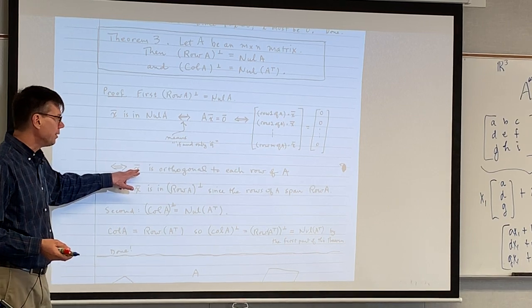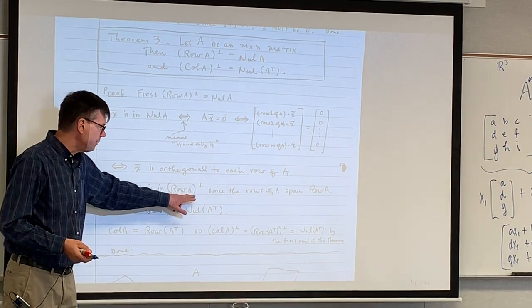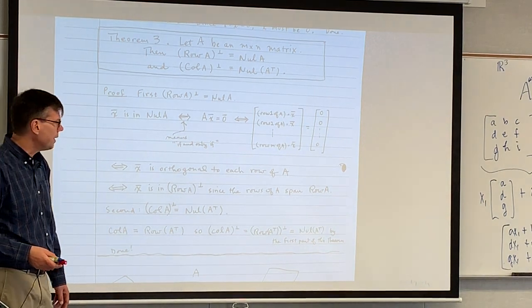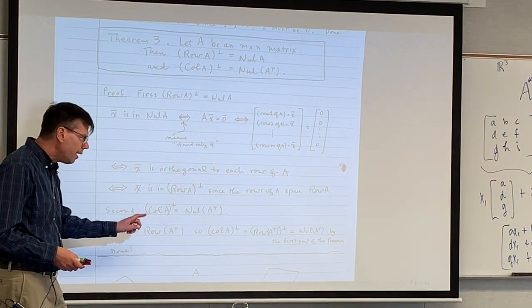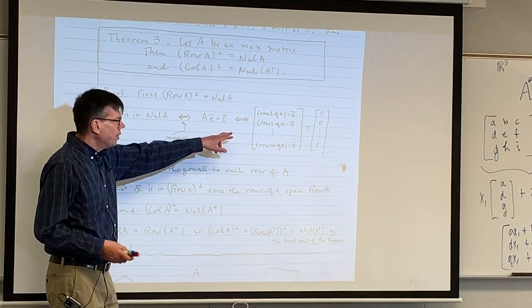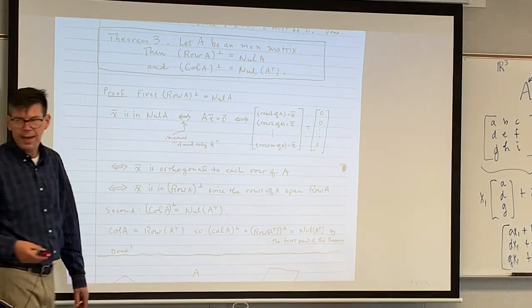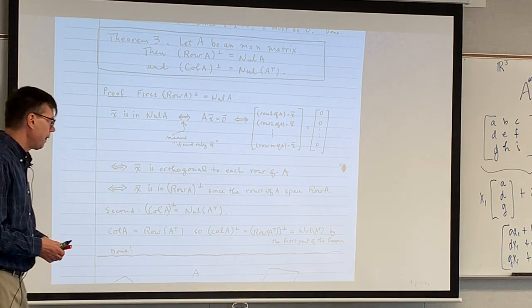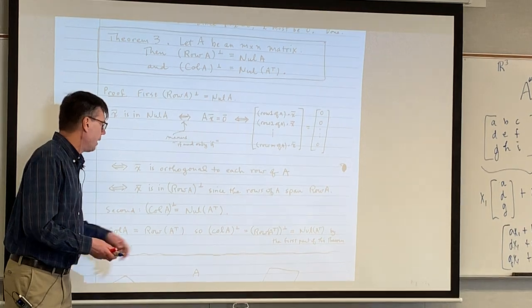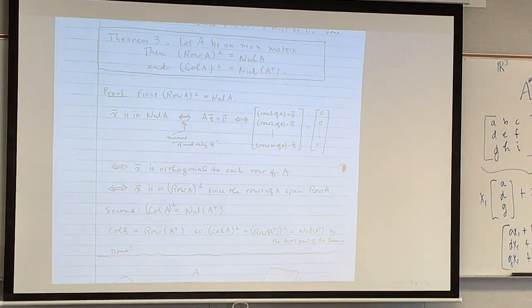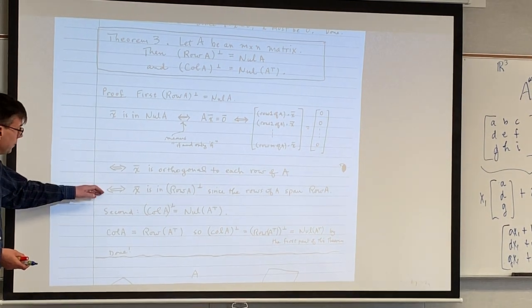If x is orthogonal to every row of A, x has to be in the orthogonal complement of the row space of A, the row space of A perp, because the rows of A span the row space. So we're saying that x is orthogonal to every element of a spanning set of the row space. So it's got to be in the perpendicular complement space here. Okay. Boom, that's done. That's the first equation.